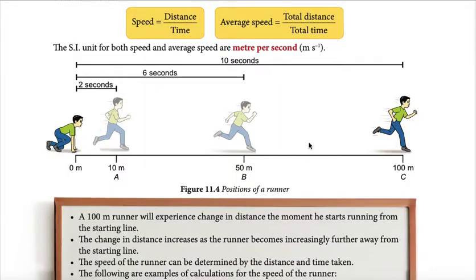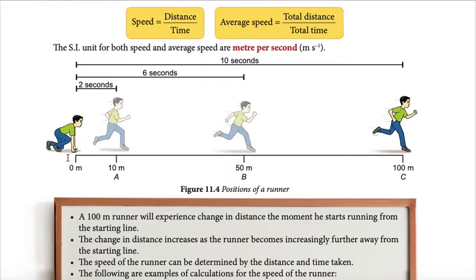Now let's understand this diagram. A 100-meter runner will experience change in the distance the moment he starts running from the starting line. This is the 100-meter runner. Here is the starting point. How can you determine this is the starting point? Because the distance stated here is 0 meter. Berarti dia belum melakukan sebarang pergerakan pada kedudukan ini.